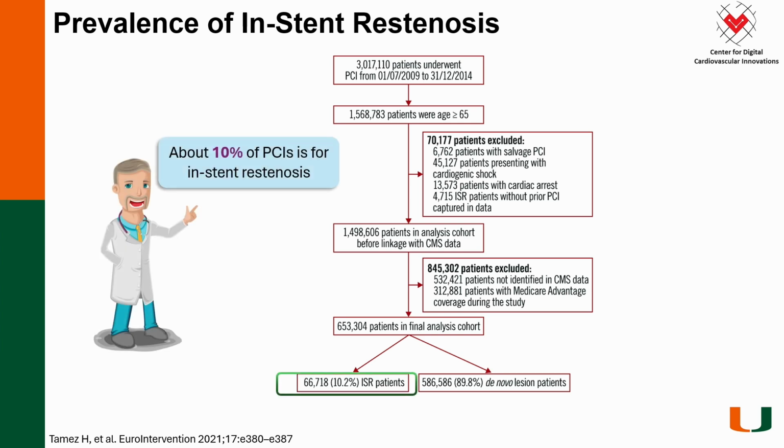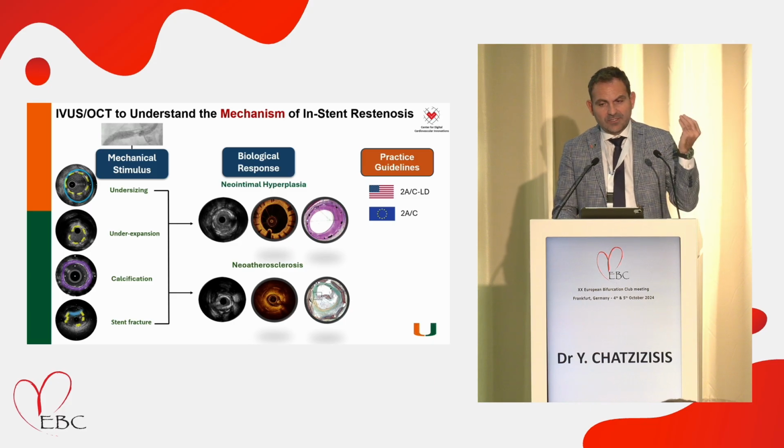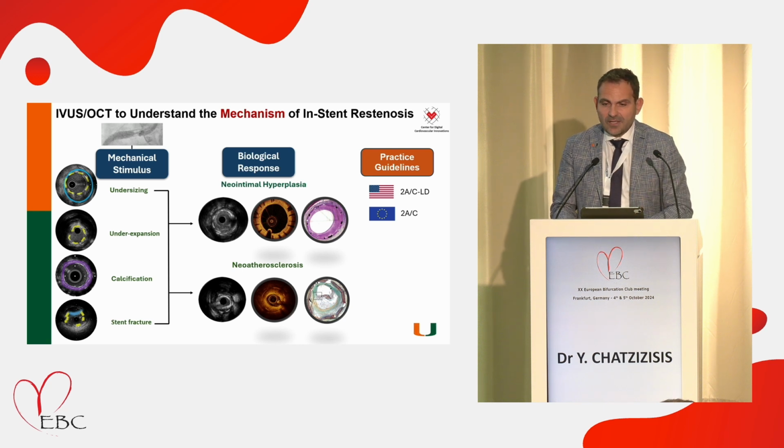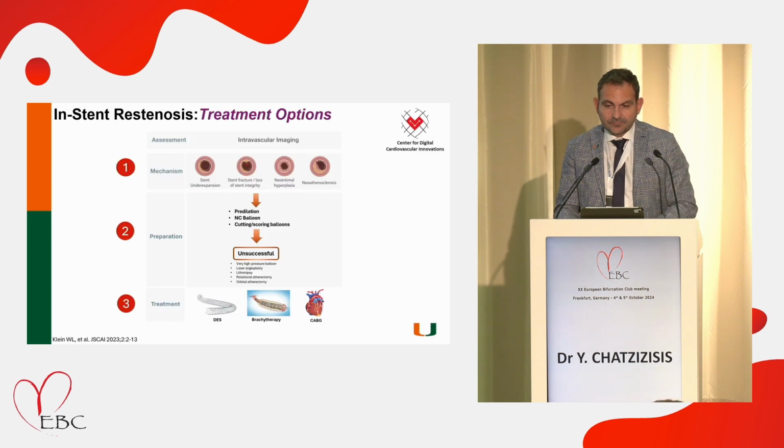Background, we know very well that 10% of our PCIs, more or less, are intended for in-stent restenosis. Everything starts with a mechanical stimulus that triggers a biological response, neoatherosclerosis or NIH, and imaging is very, very important to understand what's going on. It's classified as 2A in the US and American and European guidelines for imaging of ISR.